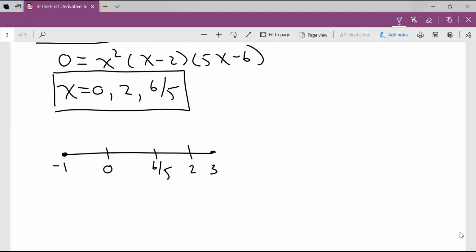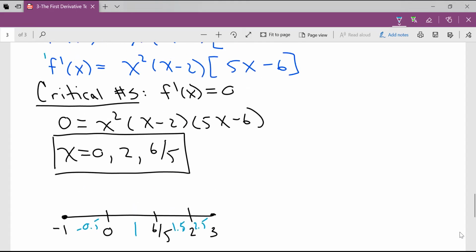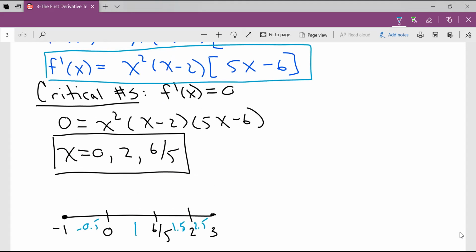And what I'll do here is I'll pick a number on each of these intervals. So maybe -0.5, 1, 1.5, and 2.5. Okay, so now what we're going to do is we're going to sub these values back into our derivative and see what we end up with. Okay, so I sub in -0.5. Remember, I don't care about the value. I only care about the sign at the end.